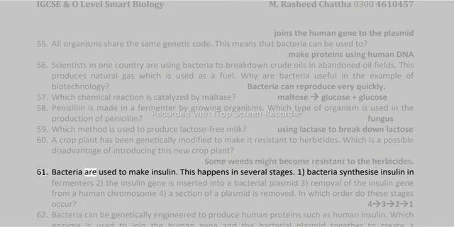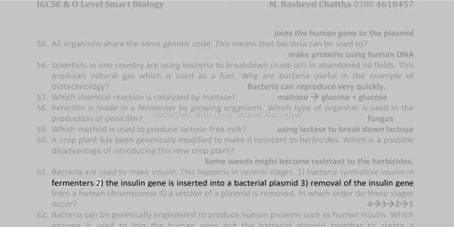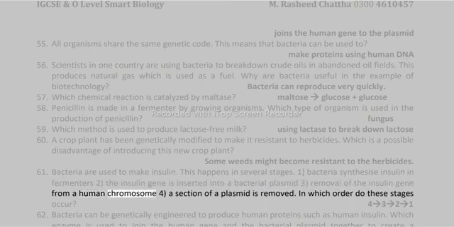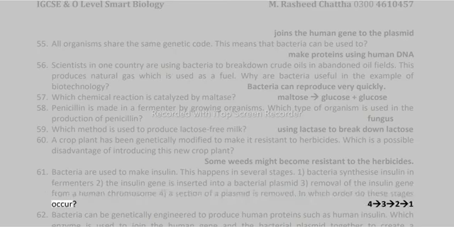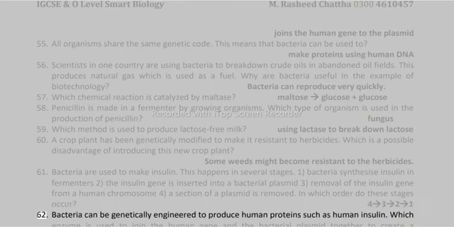61. Bacteria are used to make insulin. This happens in several stages. 1. Bacteria synthesize insulin in fermenters. 2. The insulin gene is inserted into a bacterial plasmid. 3. Removal of the insulin gene from a human chromosome. 4. A section of a plasmid is removed. In which order do these stages occur? 4, 3, 2, 1.